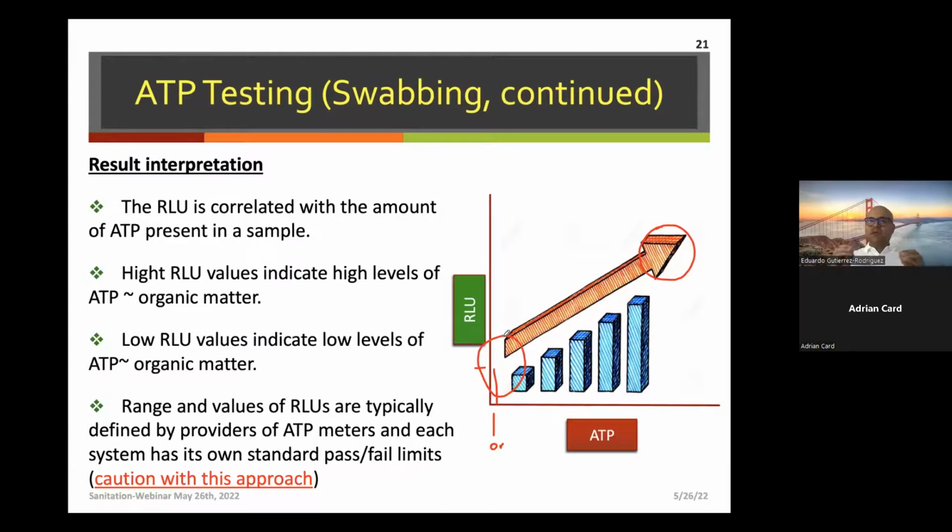One thing that is important to make sure is that every company that sells ATP meters has a different RLU value or a different RLU standard for pass or fail limits, okay? So when you buy one of these machines, you need to make sure that you understand what those specific parameters are that are being given by the manufacturer of the company, okay?